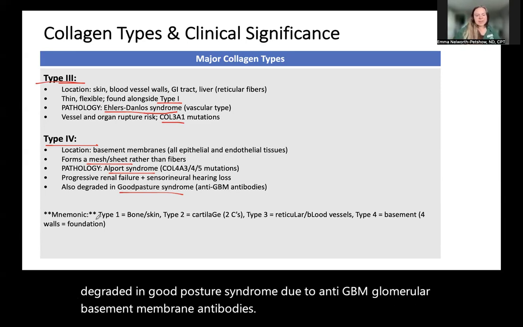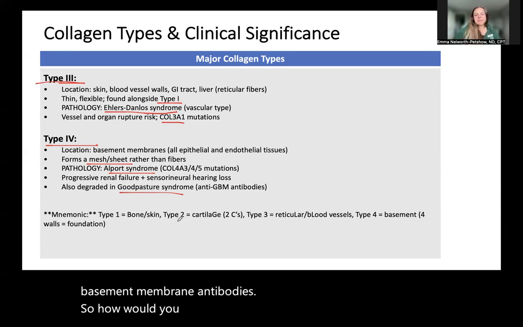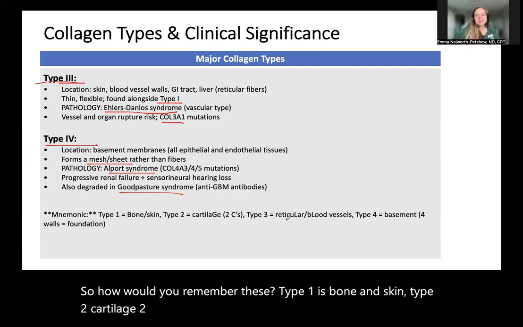So how would you remember these? Type 1 is bone and skin. Type 2, cartilage, two C's. Type 3 is reticular, blood vessels. And type 4 is basement membrane, the walls, the foundation.